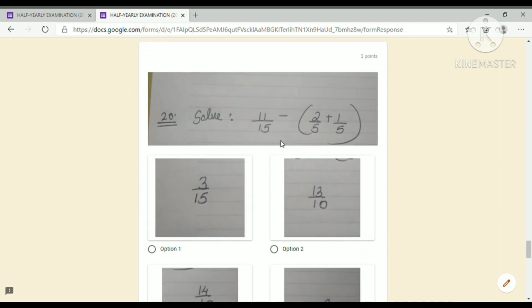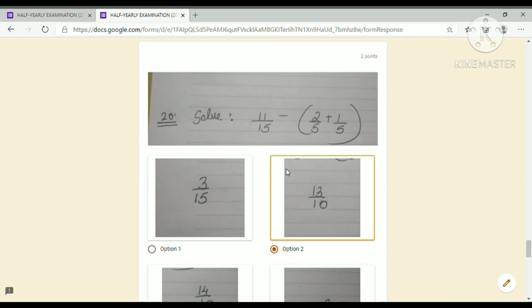Okay, now move on to the next question. Solve 11 by 15 minus, in the bracket, 2 by 5 plus 1 by 5. When the bracket is there, first we evaluate whatever is inside the bracket. Since the denominators are the same, 2 by 5 plus 1 by 5 becomes 3 by 5. Now we have 11 by 15 minus 3 by 5.